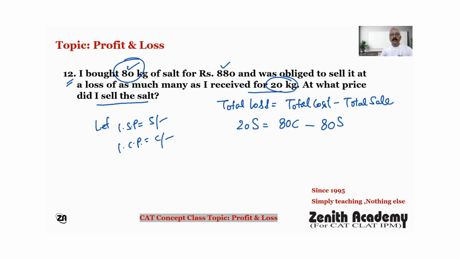And here the total cost of 80 kg salt is given, 880 rupees. So put here 880. This minus 80S plus this 20S, that is 20 plus 80, 100S. So this S is equal to 88 by 10, which means 8.80 per kg. This is your answer.